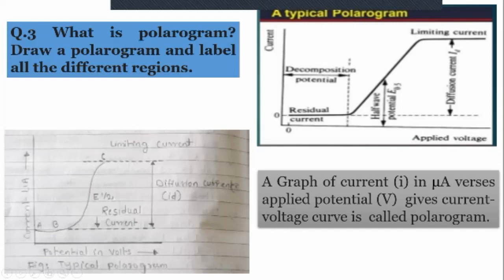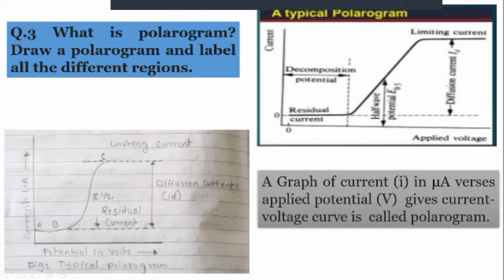Residual current: initially, when we start the experiment, there will be a current present in the solution, which is required to maintain the electrical double layer across the mercury drop. This is called the residual current. Then after a certain point, the decomposition of the metal, or electroactive species, will start. It is called the decomposition potential.